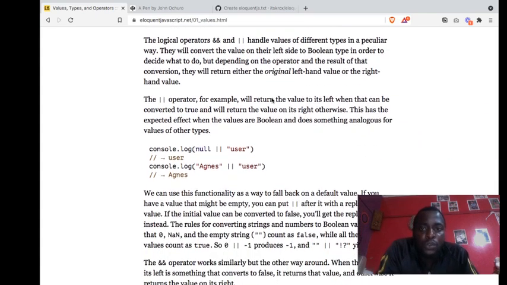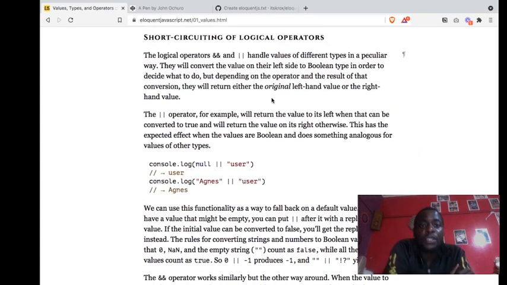Short-circuiting of logical operators. The logical operators, logical and and logical or, handle different types in a peculiar way. They will convert the value on the left side to a Boolean type in order to decide what to do. But depending on the operator and the result of that conversion, they will return either the original left-hand value or the right-hand value.